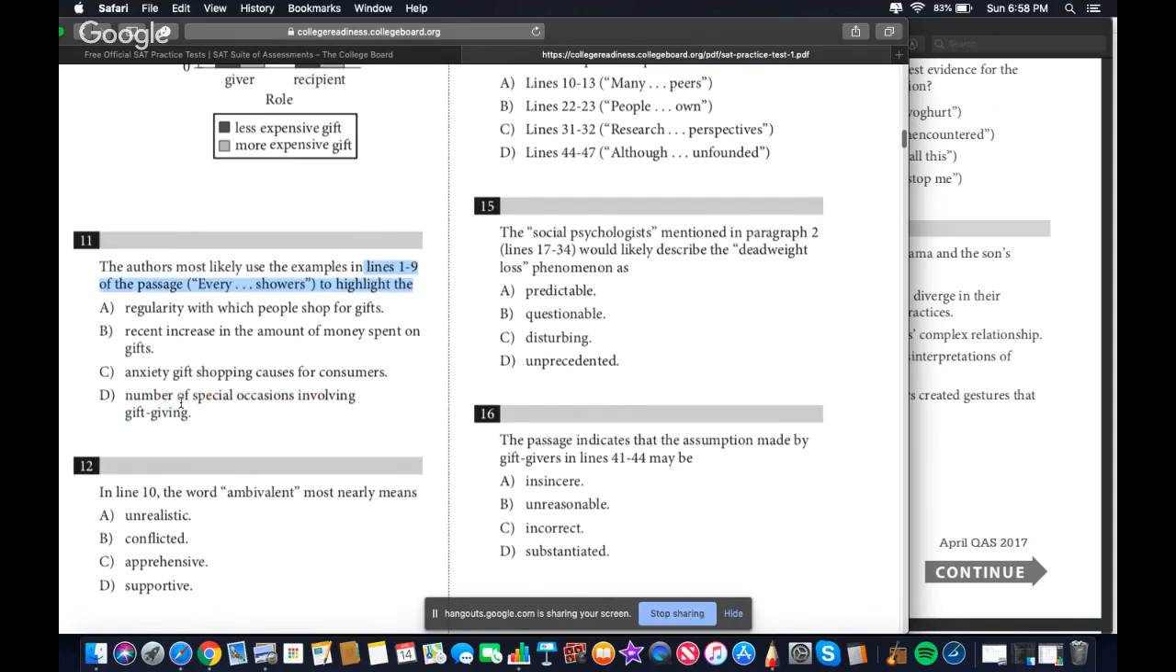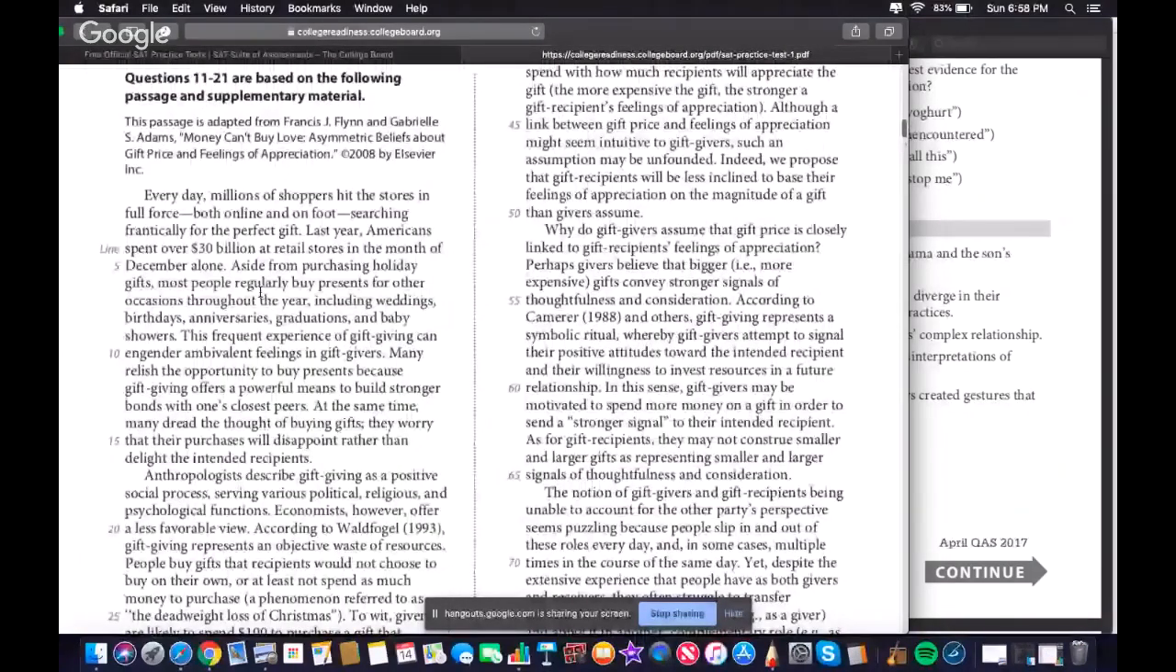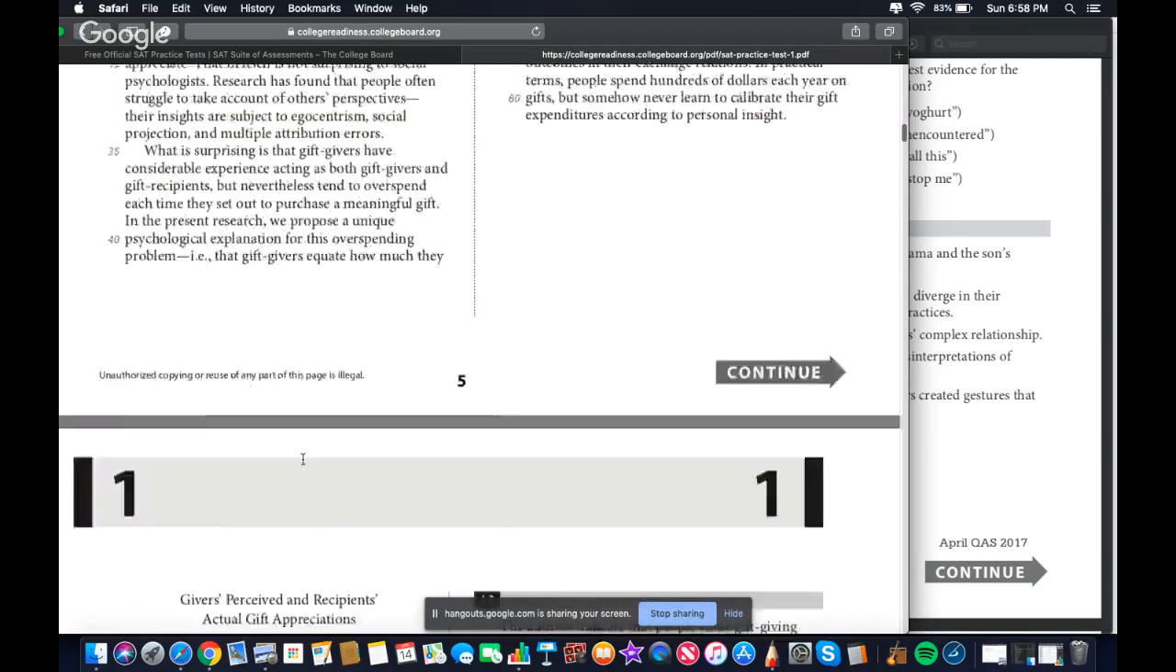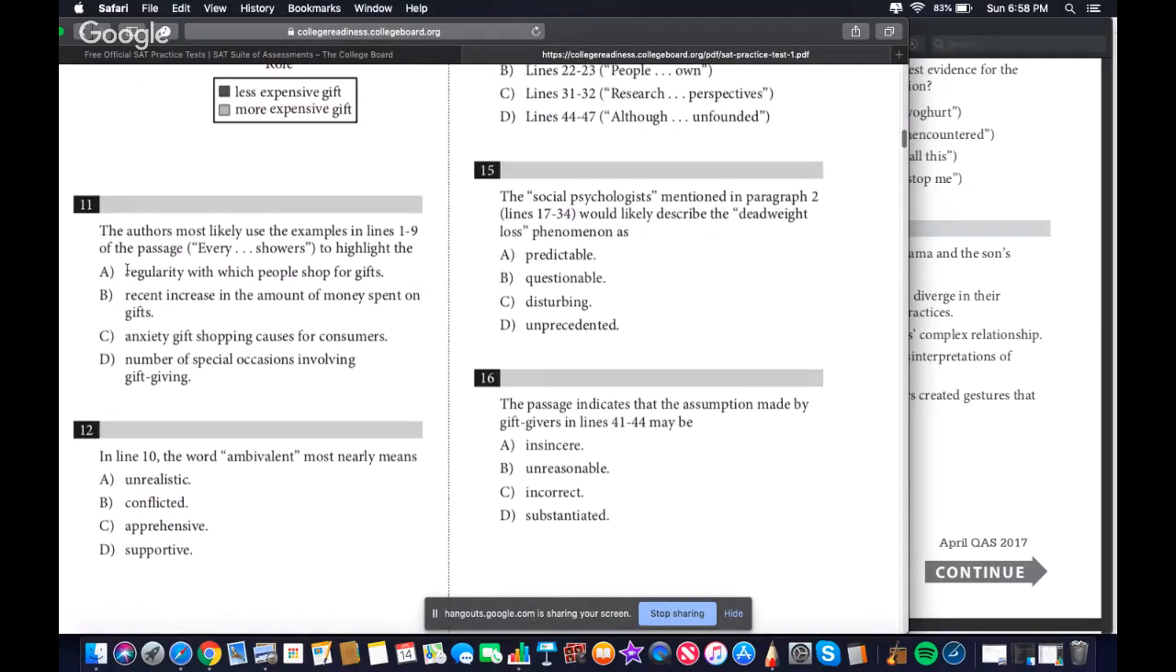You go, oh, they mention all these holidays, right? Oh man, all these different holidays, all these times, not just holidays, but all these different occasions, and the holiday gifts and all this stuff. But go right below this: frequent experience of gift giving maps on absolutely perfectly to regularity with which people buy for gifts. Frequency, regularity, gift giving, people shop for gifts.